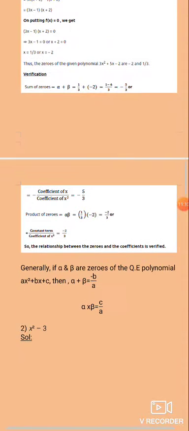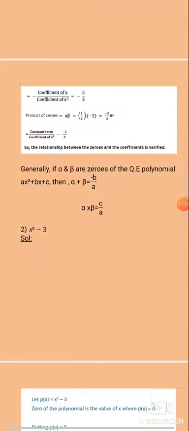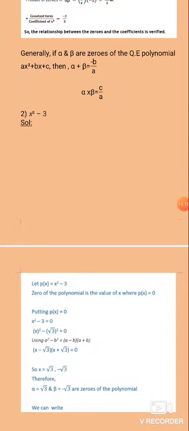Okay, now some other type of questions. X square minus 3. This one is a simple one. So let p of x is equal to x square minus 3. The zero of the polynomial is the value of x where p of x is equal to 0. So putting p of x equal to 0, x square minus 3 is equated with 0. Now x square minus 3 can be written as what? Root 3 the whole square, equal to 0.